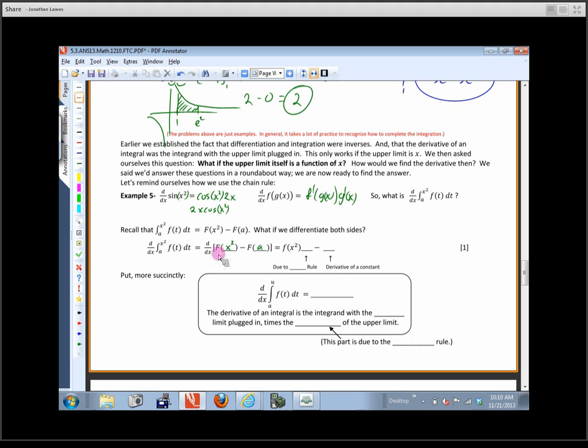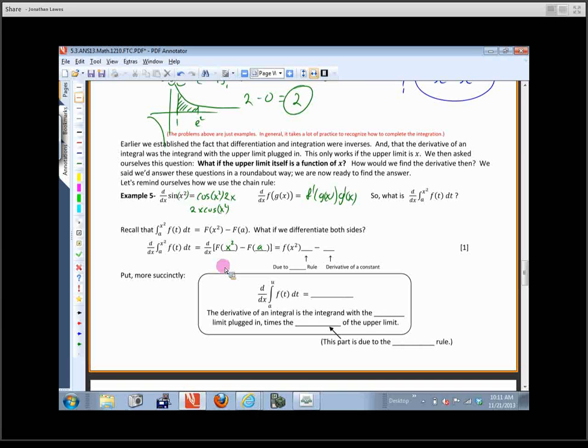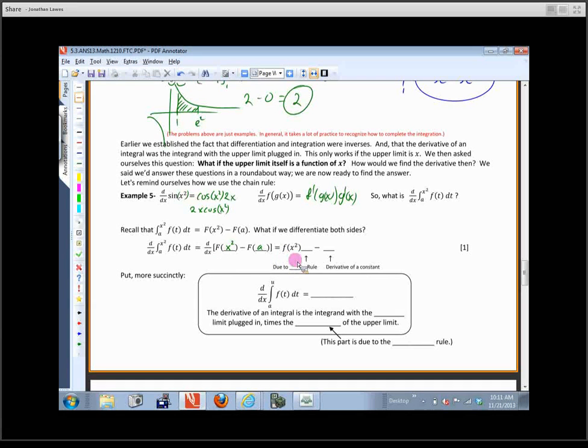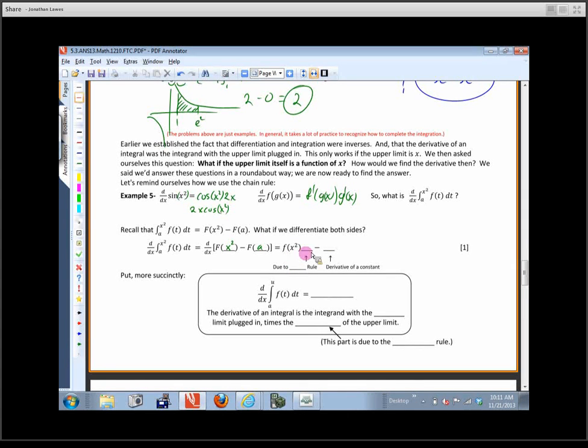Well, the derivative of big F of x squared. Well, the outside function is big F, the inside function is x squared. So if I find the derivative of the outside and leave the inside alone, the derivative of the outside would be little f. Leave the inside alone, that's x squared. You with me so far? And then what? 2x. Derivative of big F is little f. Leave the inside alone. Times the derivative of the inside. Derivative of the inside is 2x.